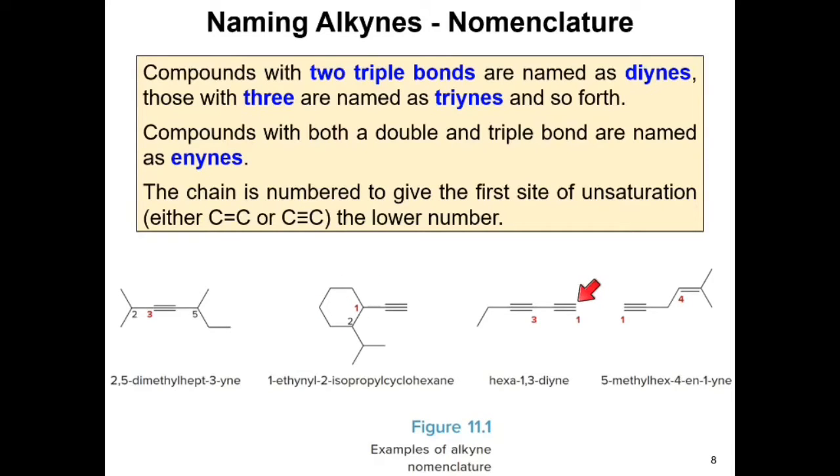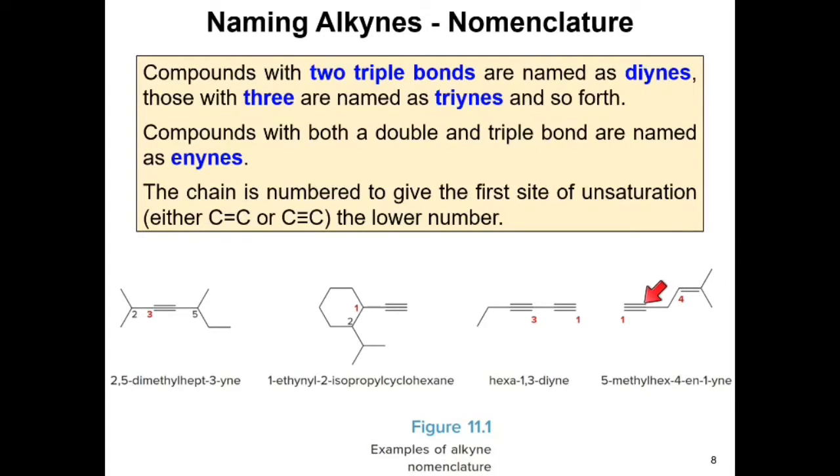And for the third alkyne here, you can see that the longest carbon chain contains 1, 2, 3, 4, 5, and 6. So this is going to be a hexane based. And since we have 2 triple bonds here, this is going to be a diyne. And so the first triple bond is on the first carbon atom, and the second triple bond is on the third carbon atom. So in this case, we can name it hexa 1,3-diyne.